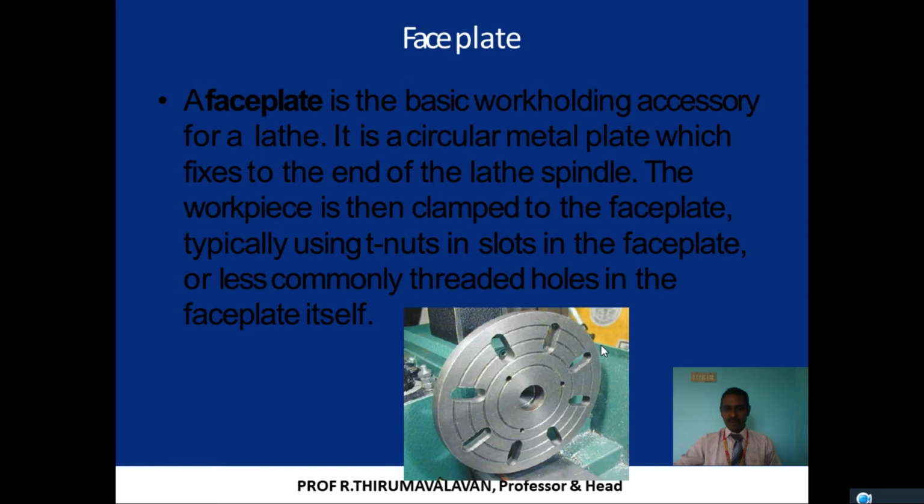The workpiece is then clamped on the faceplate. The workpiece can be clamped on the faceplate by using the slots. We can use the bolt and nut to clamp the workpiece. Typically T-nuts and T-bolts are used for the slots in the faceplate. It is less common to have threaded holes in the faceplate itself. The faceplate has a thread so it can be screwed onto the spindle. Then this faceplate rotates. On this faceplate, we can fix the workpiece: square, rectangle, maybe hexagonal, whatever the shape, it can be clamped by using the bolt and nut. Or else drive plates can be attached to these slots so that they can be rotated.